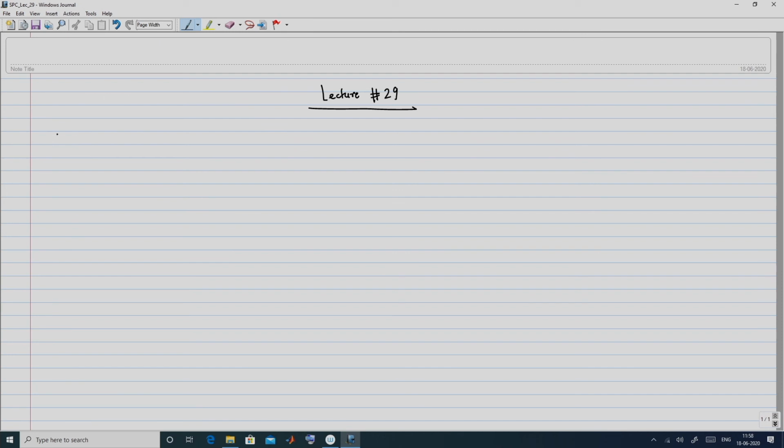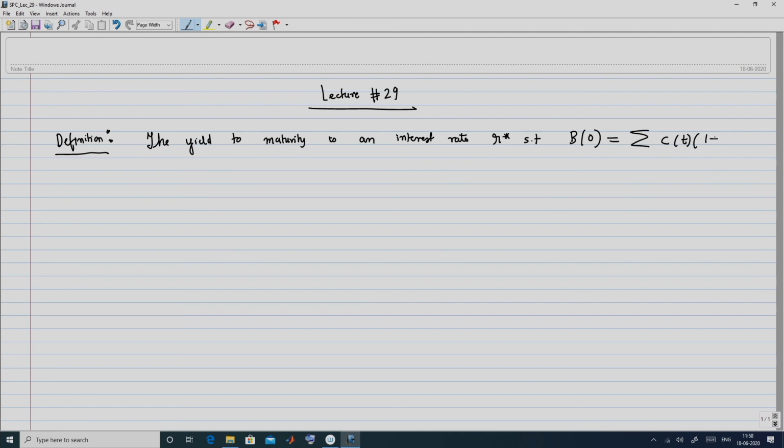with the definition of something called yield to maturity. So, the yield to maturity is an interest rate denoted by R star such that the bond price at time 0 is given by the sum of C of t into 1 plus R star raised to minus t, for t equal to 1 to capital T. So, this is some sort of a uniform interest rate that is applicable, so that the present value of the coupons becomes equal to the price of the bond.